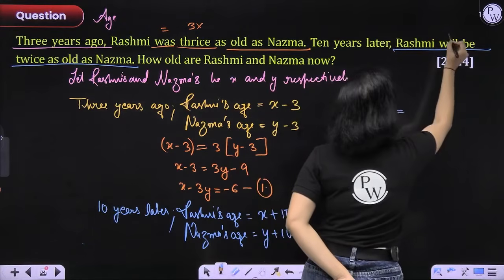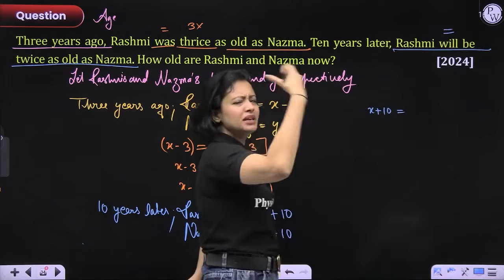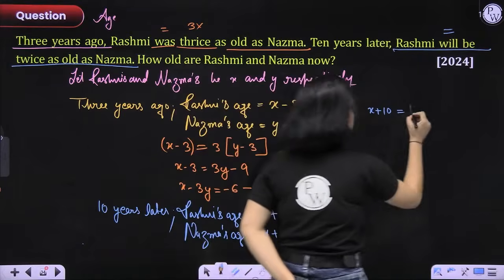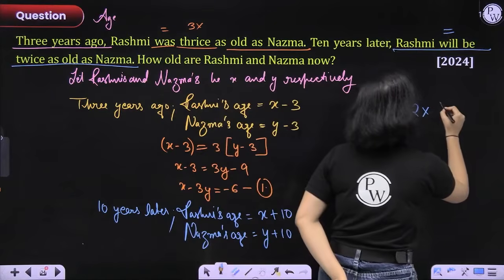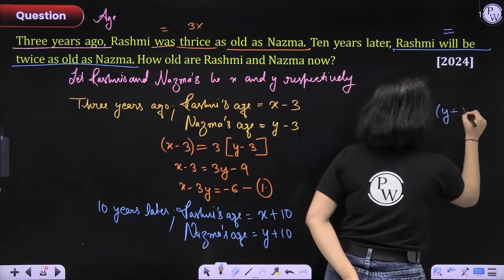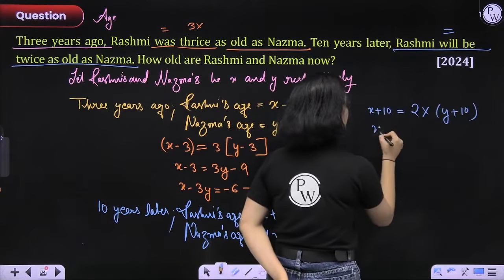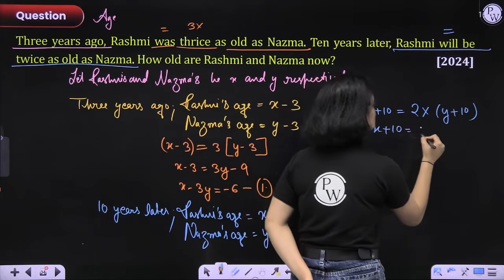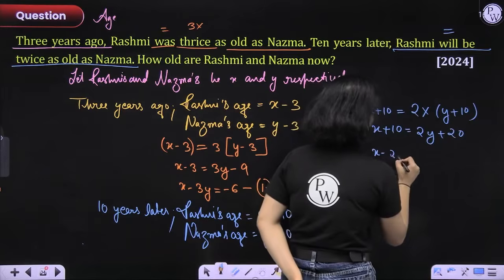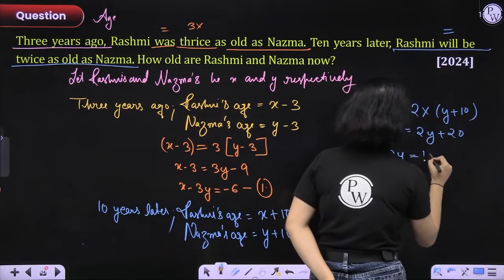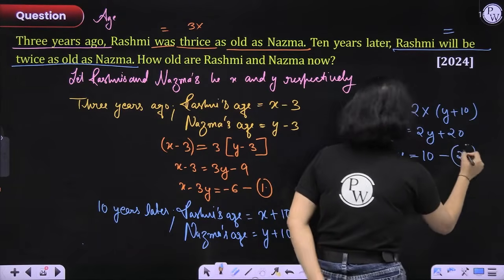Was means will be, or will be means equals to twice. Twice means 2 into, right? Nazma's age. What would be Nazma's age? Y plus 10. Now let's simplify, everyone. X plus 10 is equals to 2y plus 20. So x minus 2y is equals to 10. This is equation number 2.